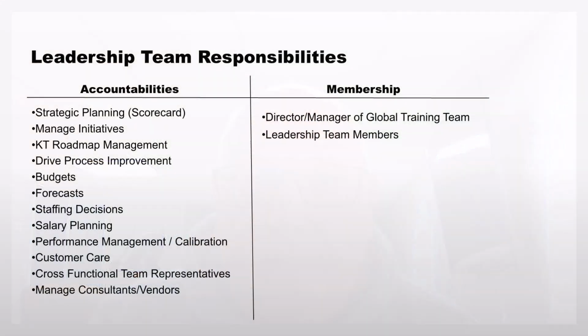So if your team is working with a global team, let's say marketing and sales, then who's representing your team with those teams? And then manage consultants and vendors. The membership of that team is going to be that director manager of the global training team and then the leadership team members, if you have any. And then there are people that will be responsible for making those decisions.